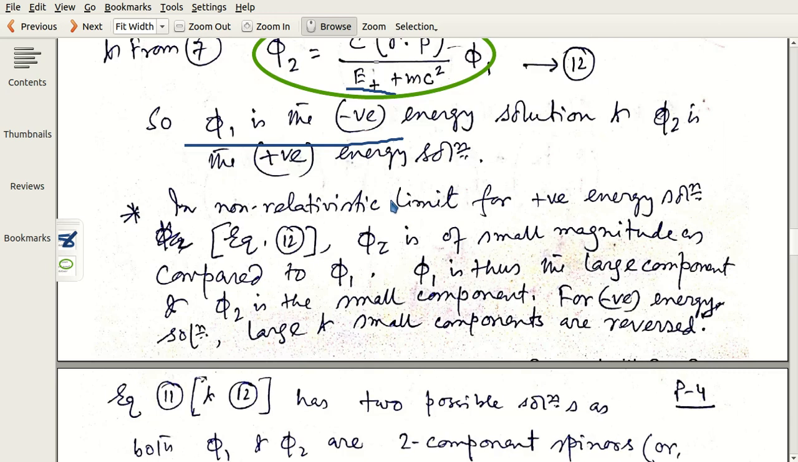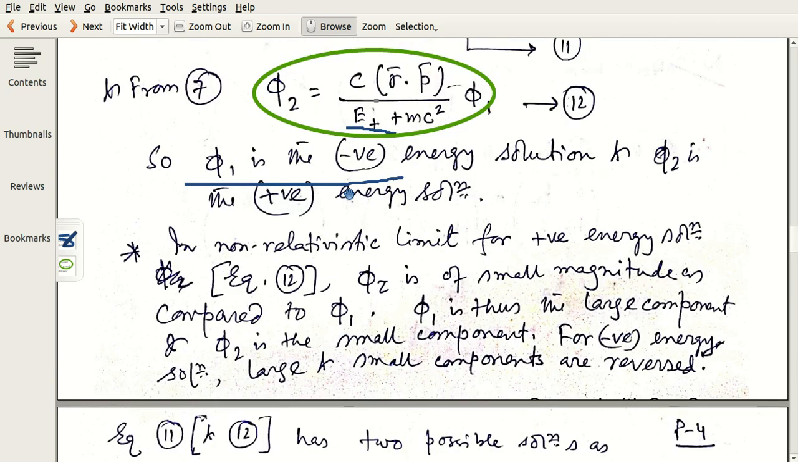So we see that there is a comment to make here. As we have seen, there are two solutions actually, phi 1 and phi 2. So what is the weightage of them? What is the magnitude of them? It can be seen that in the non-relativistic limit for the positive energy solution, this equation 2L for phi 2 is of small magnitude as compared to phi 1. And phi 1 is thus known as the large component and phi 2 is the small component.